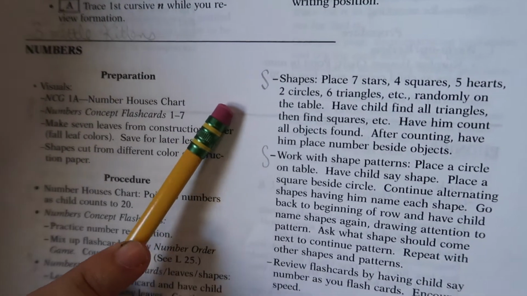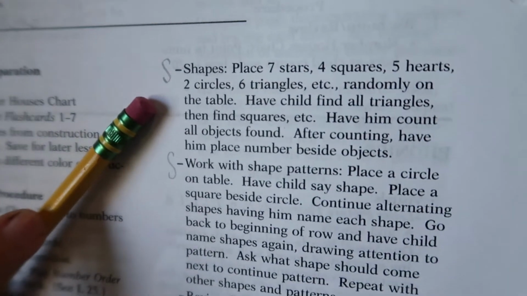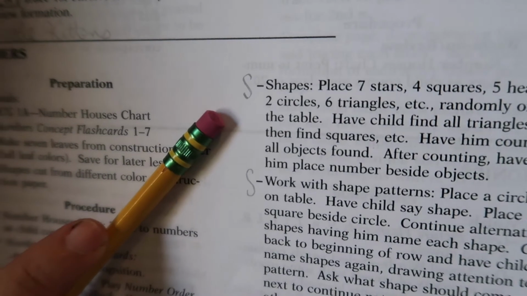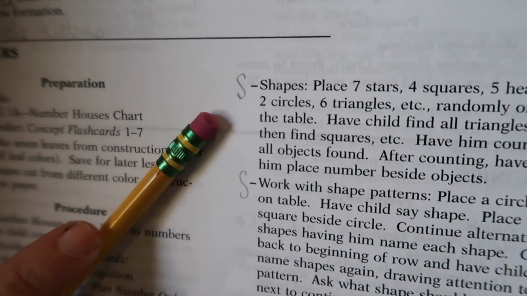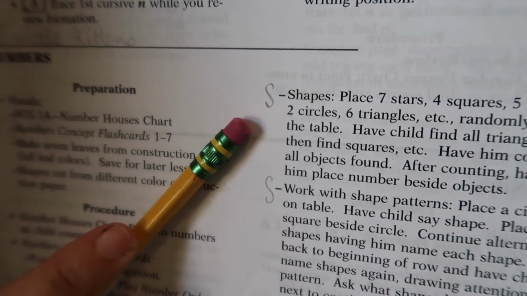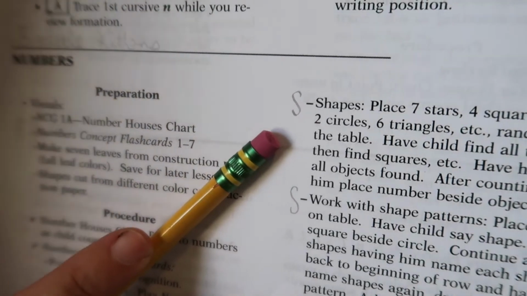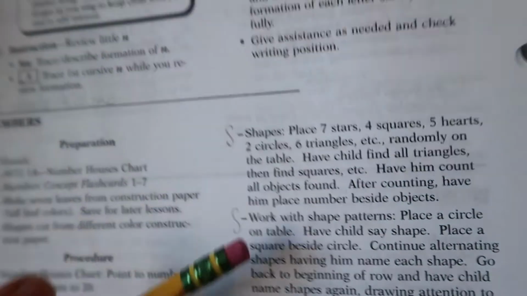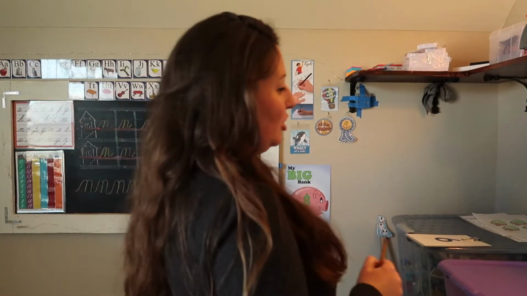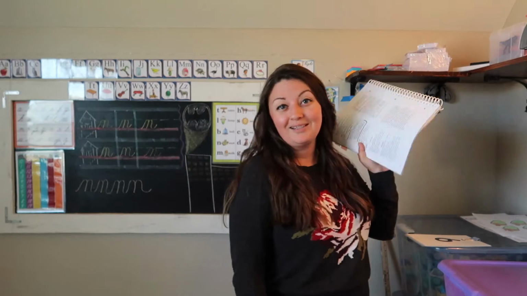Next thing, shapes. Place 7 stars, 4 squares, 5 hearts, I'm sorry, I'm so shaky, 5 hearts, 2 circles, 6 triangles, etc. randomly on the table. Have child find all triangles, then find squares, etc. Have him count all objects found. After counting, have him place the number beside the objects. I'm sorry, I actually decided not to read that big long one backwards, and I was not paying attention to how shaky it was.